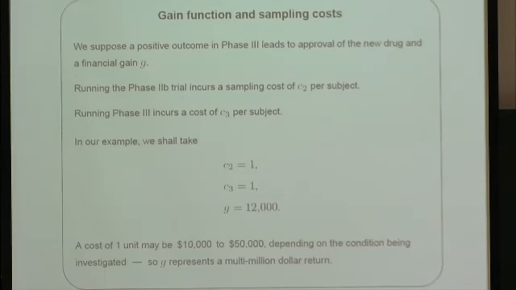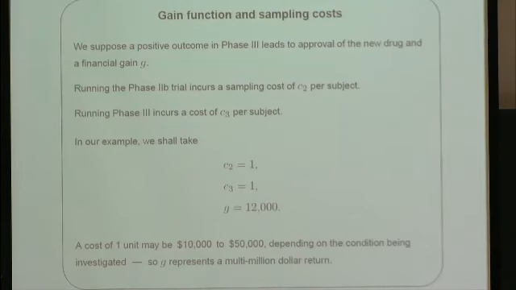We've got to complete the problem. We need model prior utility. So what's the gain function? What are the sampling costs? I'm taking as a unit the cost of one subject either in phase 2 or phase 3. So that could be anything from $10,000 to $50,000 in, say, some cancer studies. So one unit is actually in itself a lot of money.